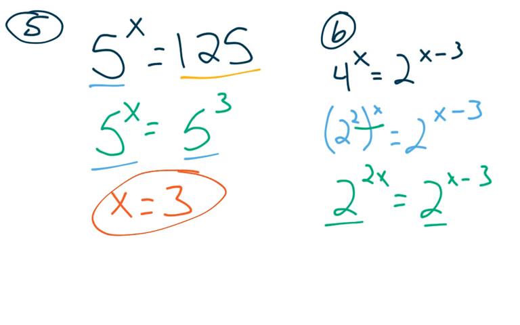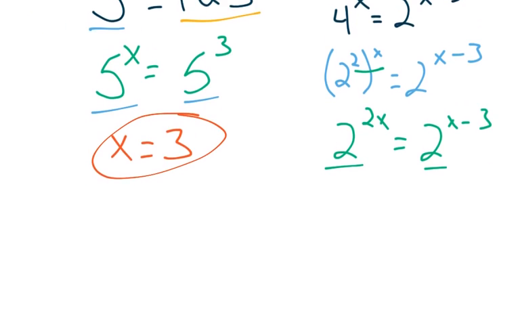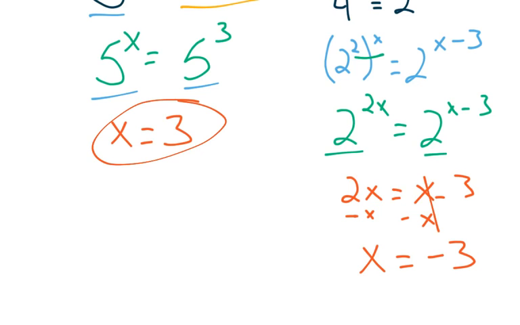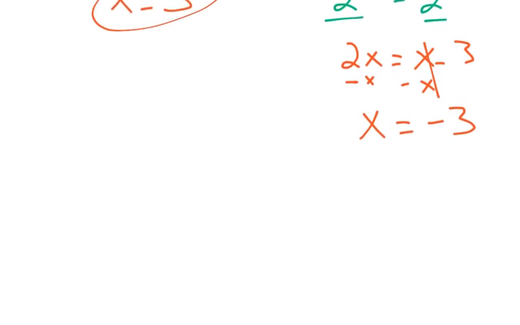Now the bases are the same. Okay, they're both 2. So now we can set our exponents equal to each other. 2x is equal to x minus 3. And it's really a one-step equation from here. Subtract x, 2x minus 1x is x. Those cancel. Still have this negative sign though, right here. Okay, so our answer is negative 3. Let's try one more here.